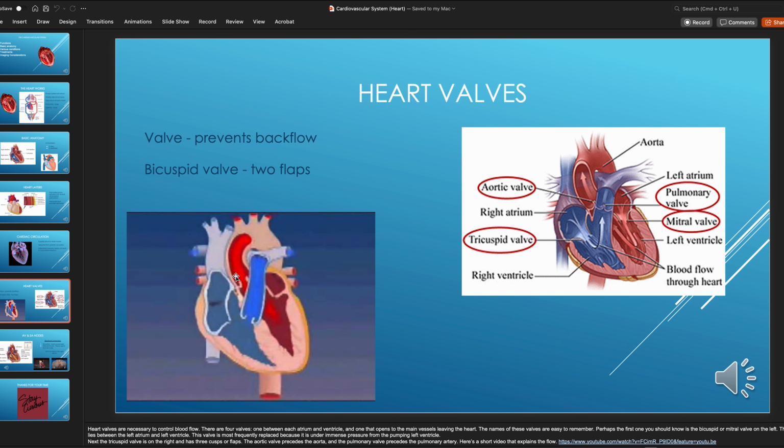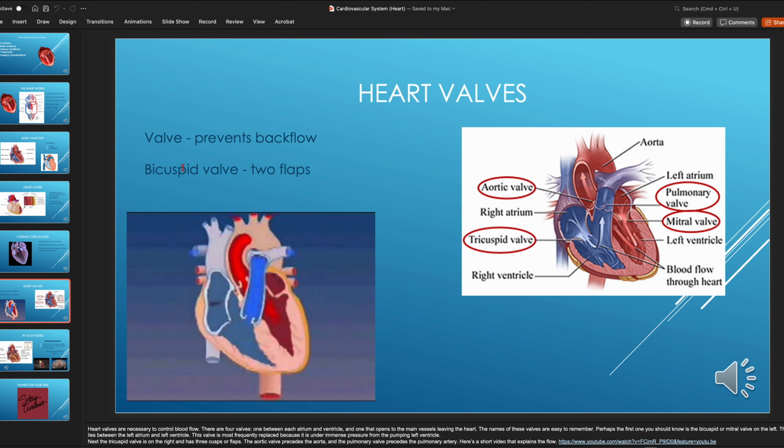All right, so typically heart valves, we talked about the names of them, but generally valves are to prevent backflow of blood. We'll talk about the differences between the veins and the arteries in a second, but just know that valves are there to prevent the backflow of blood. That's all it is, right?